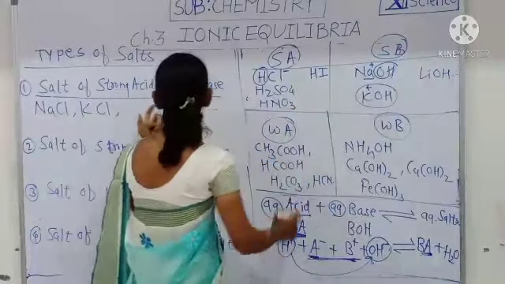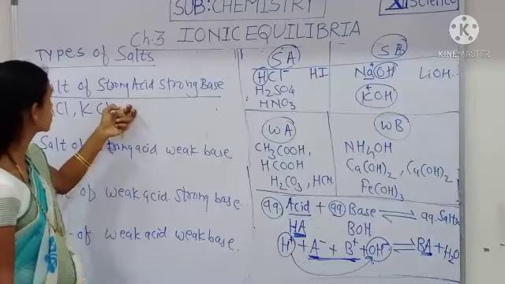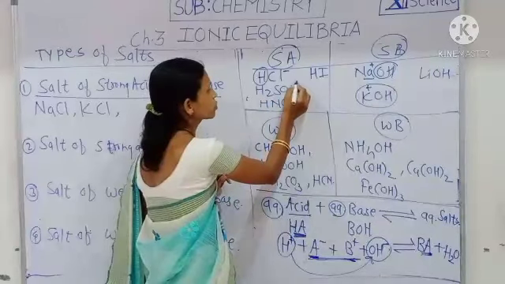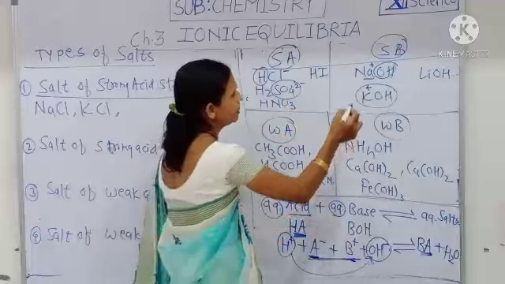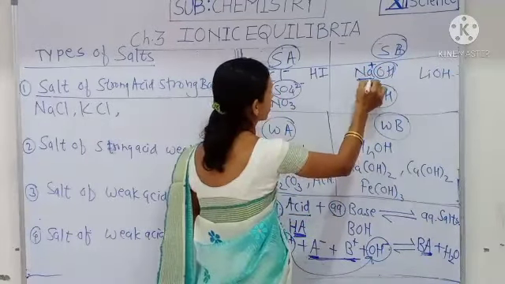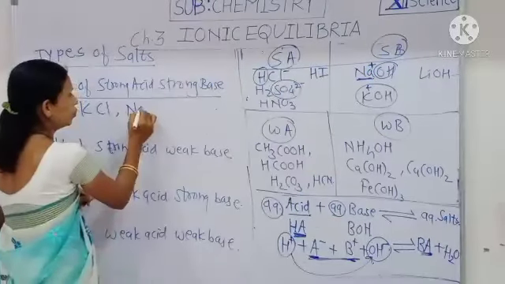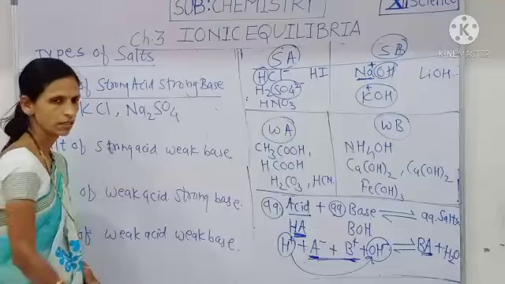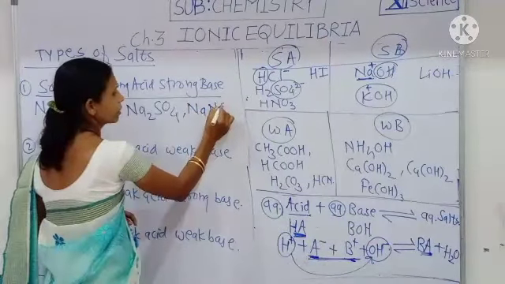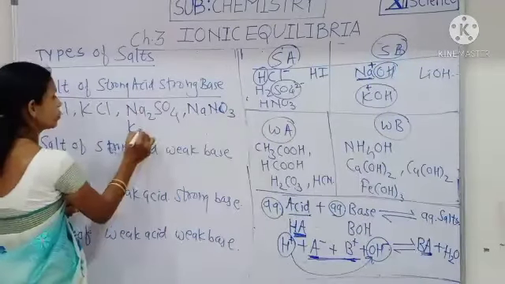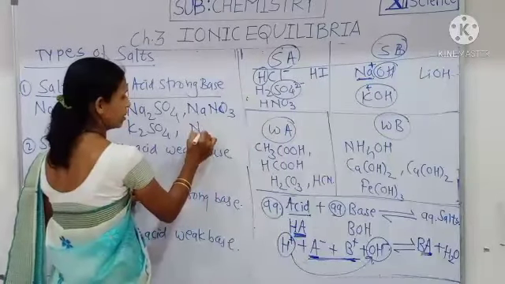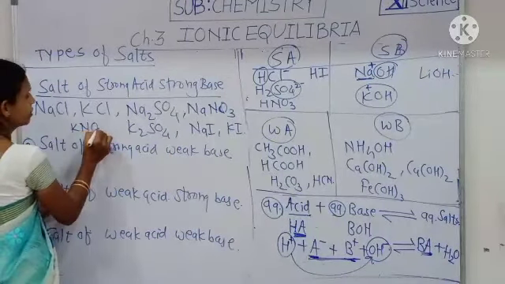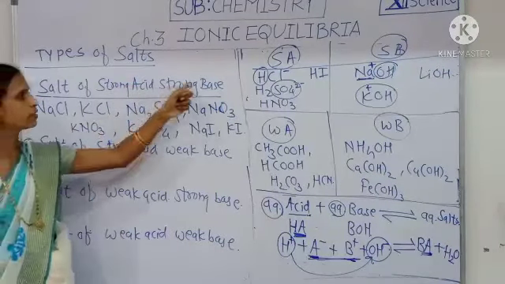Similarly, we can write more examples of salts of strong acid and strong base. Then see here, in H2SO4, SO4 2 minus anion is there, and here in NaOH, Na plus cation is there. Therefore, Na2SO4 salt formation takes place here, which is a salt of strong acid, strong base. Similarly, NaNO3, K2SO4, NaI, KI, and KNO3 are a few examples of salts of strong acid, strong base.